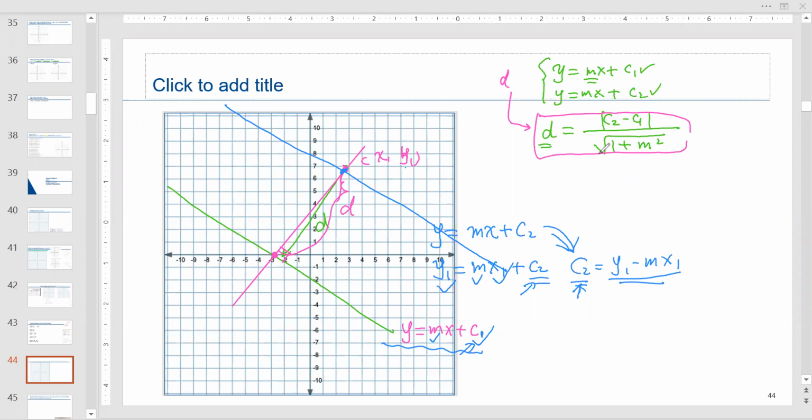So, okay, this one became further changed into D equal, so C2 right now is y1 minus mx1. This is C2, C1, all right? The rest is exactly the same. No change, only C2 replaced by this one now. Okay, so right now it became much easier, right? So keep these two methods in mind.